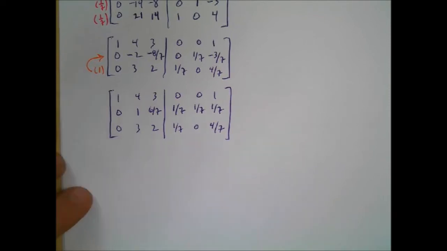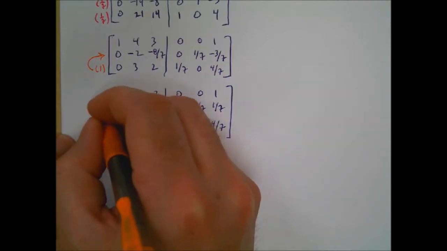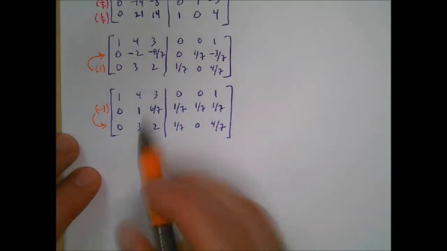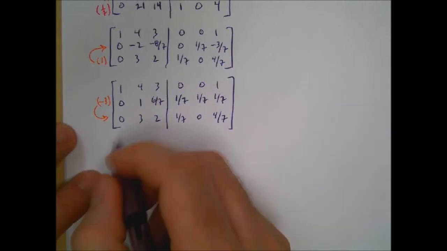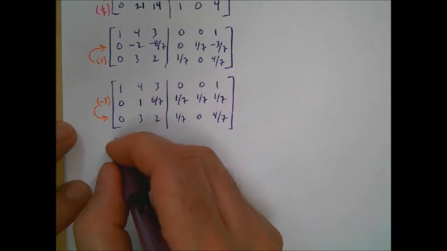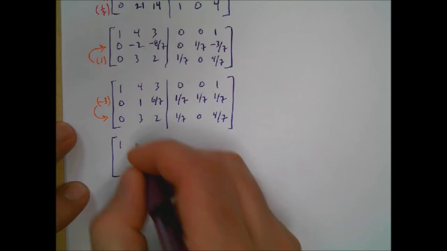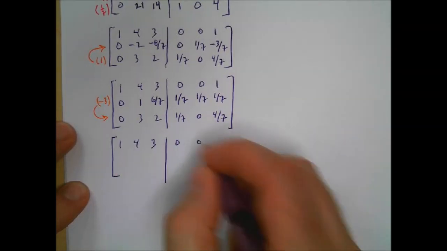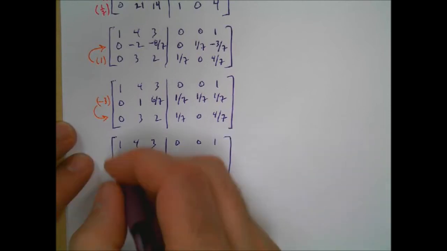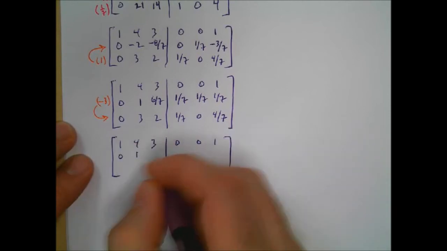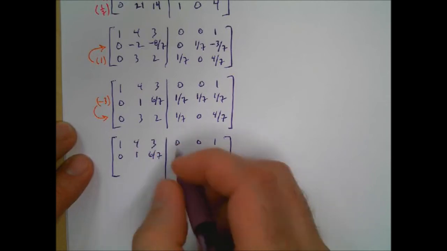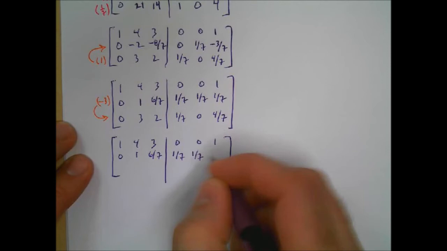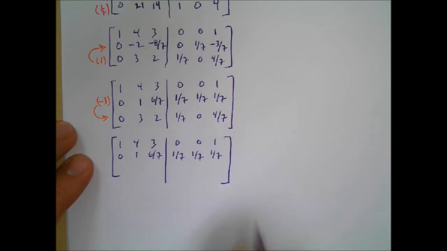And I recognize that if I multiply the middle row by negative 3 and combine it with the bottom row, I will get 0 down there. Okay, so top row and the middle row are not changing. 1, 4, 3, 0, 0, 1, 0, 1, 6 sevenths, 1 seventh, 1 seventh, 1 seventh.